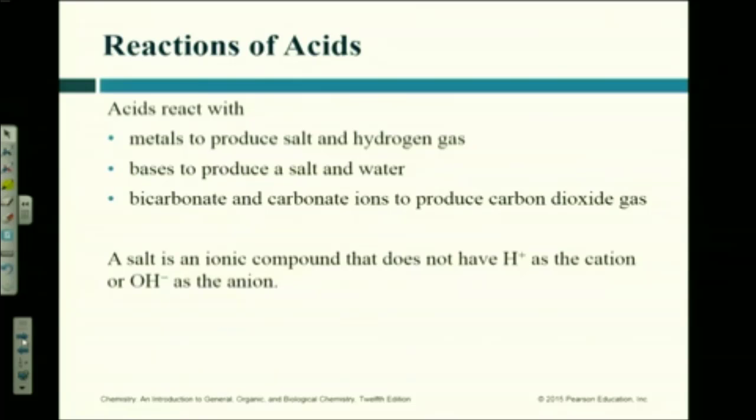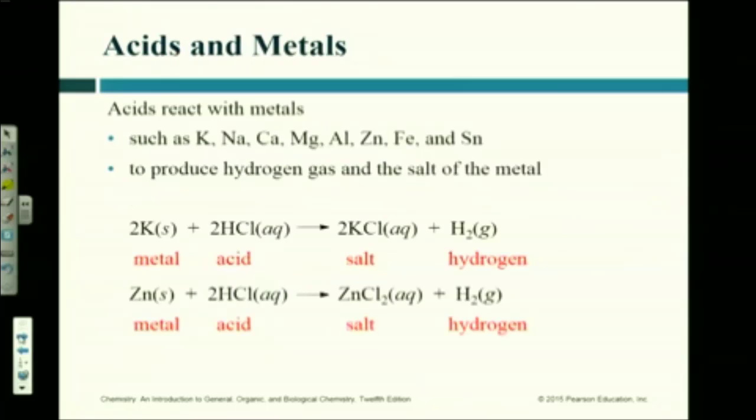Bases react with acids to produce a salt and water, and we're going to show examples of these. And then the last one is carbonates and bicarbonates react to produce CO2 and water and a salt. We're going to show examples of all these things. So here's the first one. If we take potassium and add it to hydrochloric acid, we produce potassium chloride and hydrogen gas. Anybody remember what kind of reaction this is?